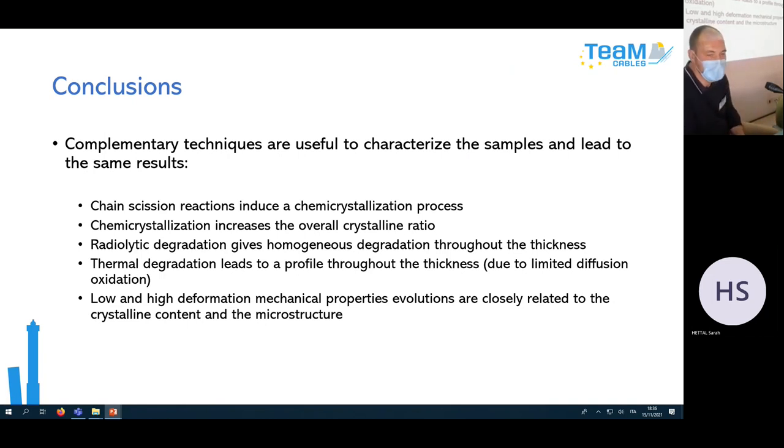I showed you that the radiolytic degradation gives a higher crystalline content than the thermal degradation, for instance. The radiolytic degradation gives homogeneous degradation throughout the thickness, as shown with the mechanical properties, but the thermal degradation leads to a profile throughout the thickness due to limited oxygen diffusion. And at the end, the low and high deformation mechanical properties evolution are closely related to the crystalline content and the microstructure, this value of LA, which is the amorphous lamellar thickness.